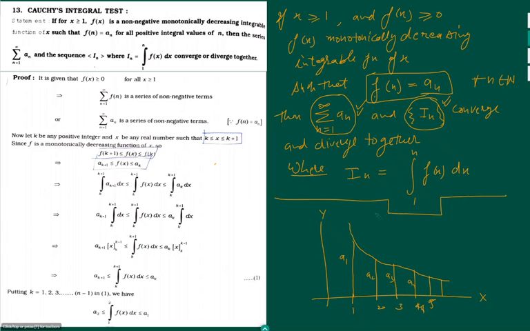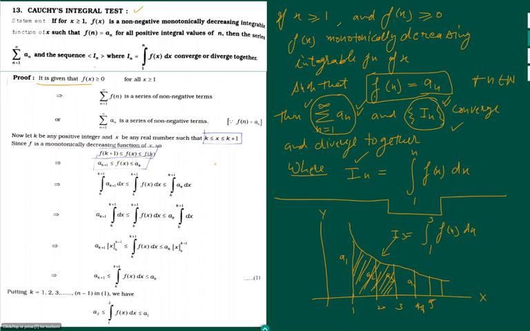And what is I_n? I_n is the integral of f(x). For example, I_3 is the integration from 1 to 3 of f(x) dx. So it is the area under this curve from 1 to 3. Alright, I_3 is this shaded region, the area under this curve from 1 to 3. So we have to prove that this series and this sequence converge and diverge together. This is what it is all about, and now we will prove this Cauchy's integral test.